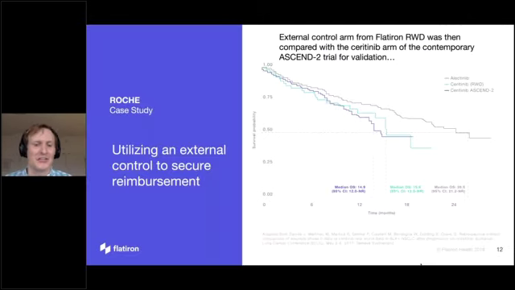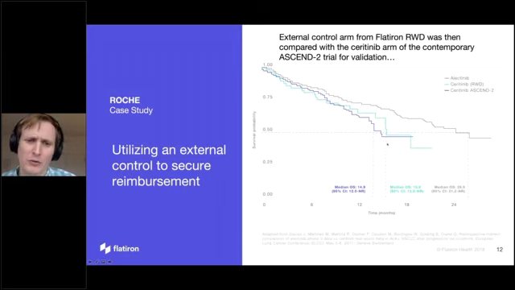Sure, yeah, I'll just do this slide again to talk about how when Roche had conducted this analysis of the ceritinib arm in the real-world data, there was an updated report from a trial, this ASCEND-2 trial, which was a trial arm for the ceritinib in the setting, which showed a very similar OS, median OS, to what was seen in the real-world data.